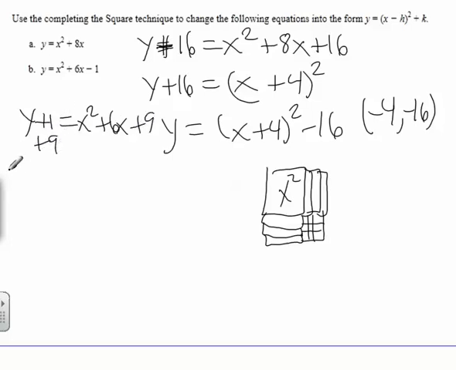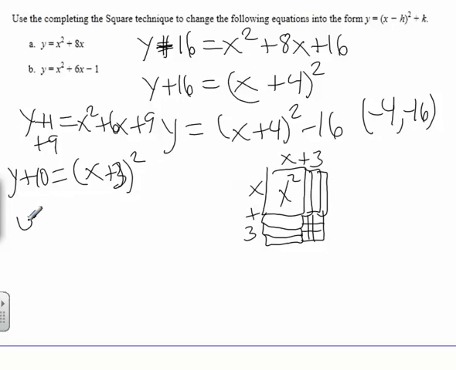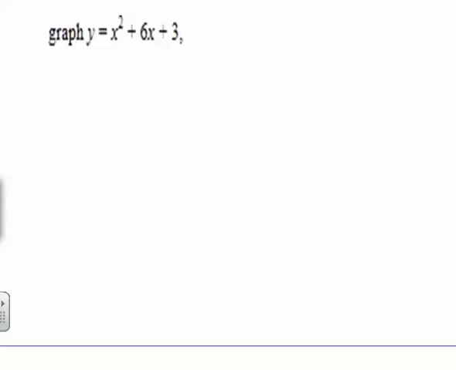So that gets us y plus 10. And then what's the factored form of this? X plus 3 by x plus 3 is the square. So it's x plus 3 squared. And then we subtract the 10 from each side. So y is equal to x plus 3 squared minus 10. And now we know our vertex. Move into the next one.